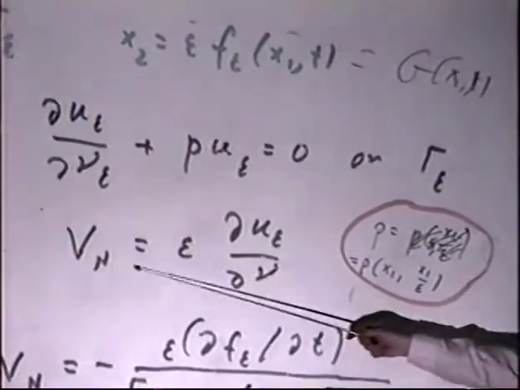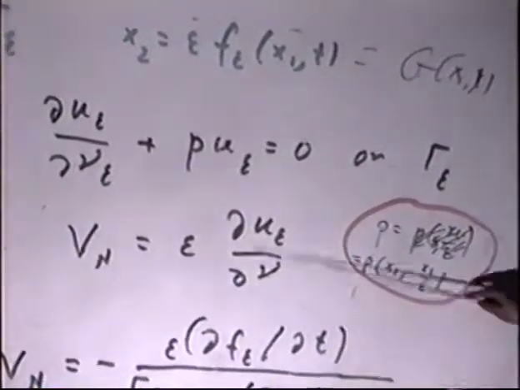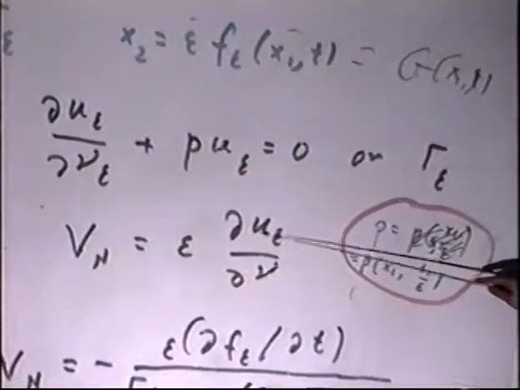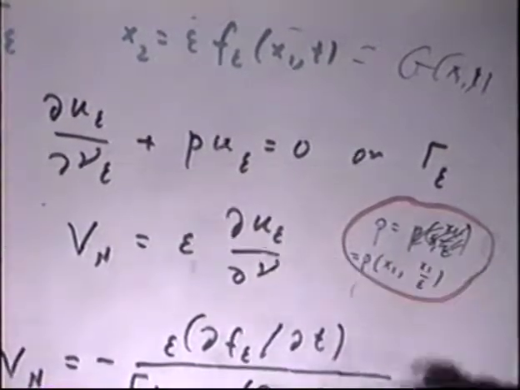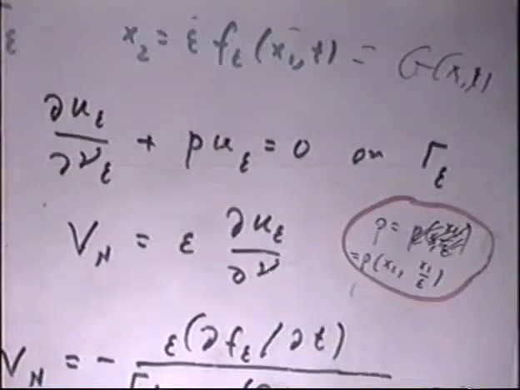Now this is the velocity of the boundary, the free boundary. It's similar to what we had before, last time. It's the normal derivative of u, and I put this epsilon factor because it's not going to change very much.